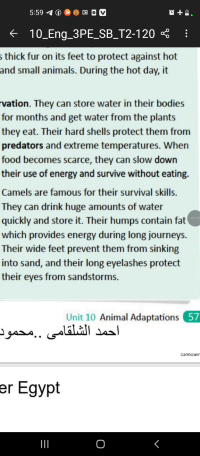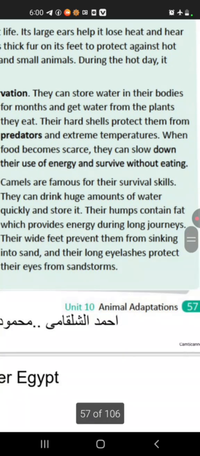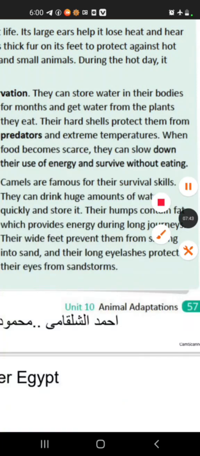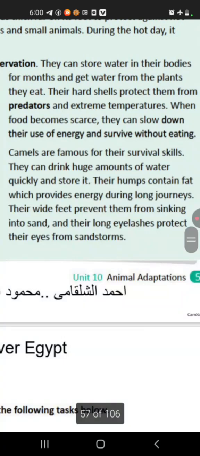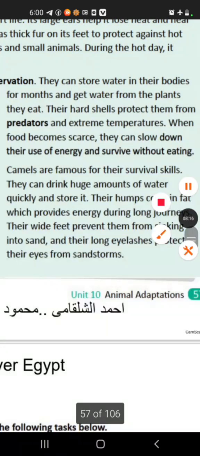The last animal we study today, camels. Camels are famous for their survival skills. They can drink huge amounts of water quickly and store it. Their humps contain fat, which provides energy during long journeys. We know that the camel can live many days, even months, without food and water because it can store them in its hump. Their wide feet prevent them from sinking into sand. We know that the camel is very heavy, okay? So it has wide feet to protect it from sinking in the sand. And their long eyelashes protect their eyes from sandstorms.